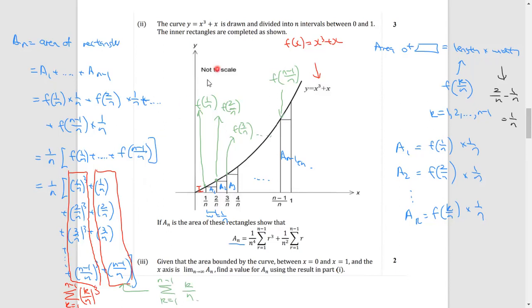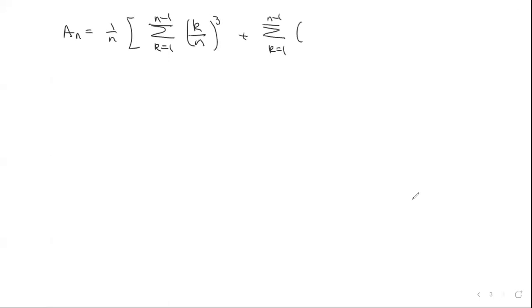So in other words, this is where some more space might be helpful. At this point, we've got an equals 1 over n times the sum from k equals 1 to n minus 1 of (k over n) all cubed, plus the sum from k equals 1 to n minus 1 of k over n. And you can write that as k cubed over n cubed. Now this is k over n.